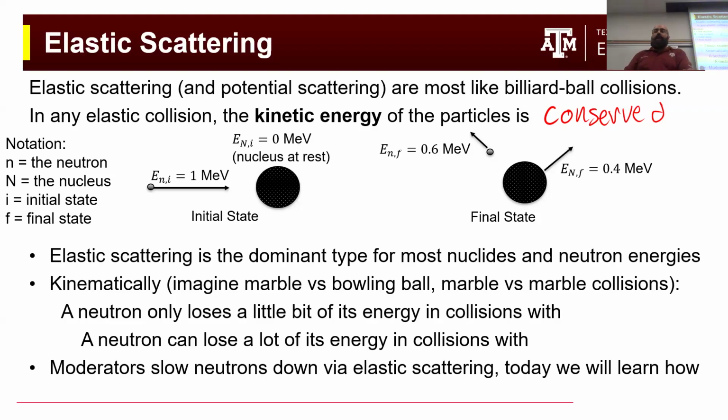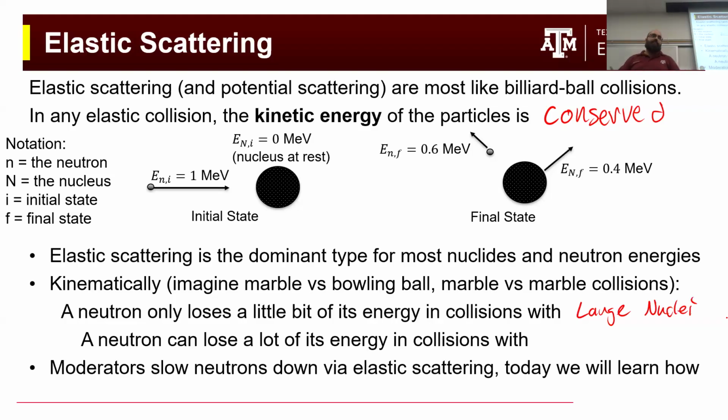And so what that means is that if the neutron collides with a very big thing, the neutron isn't going to lose a lot of energy in that collision. It can't transfer a lot of energy to that thing because the other thing is so massive. And so if it's a collision with a large nucleus, then the neutron is only going to lose a little bit of energy in that collision. Neutrons lose a little bit of energy in collisions with large nuclei.